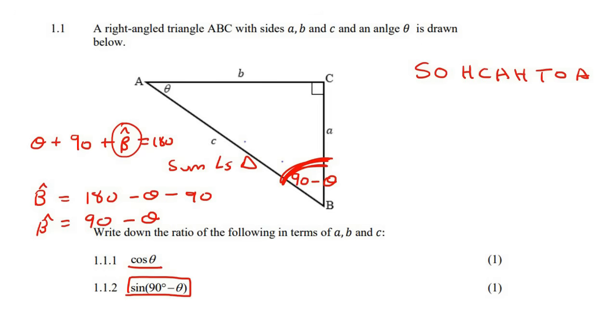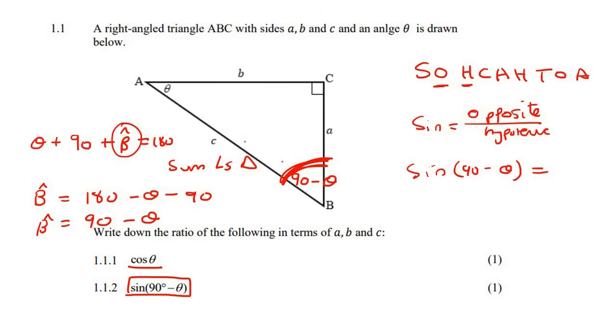Now remember that sin is opposite over hypotenuse. Let's just write that for ourselves. Sin is opposite over hypotenuse. So the sin of 90 minus theta, so now that means you must look at this angle. So what is the opposite? Well, the opposite is B, and the hypotenuse is C. And so there's the answer. So this one was B over C, and this one's B over C.